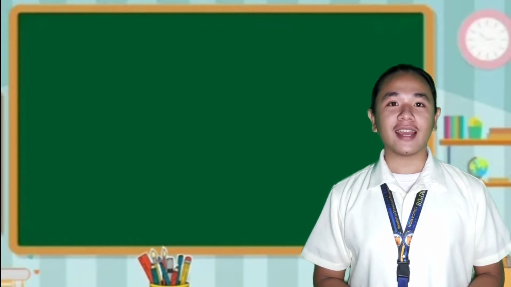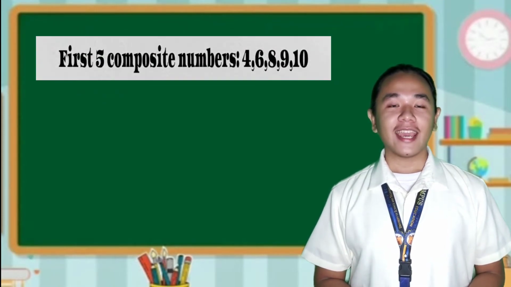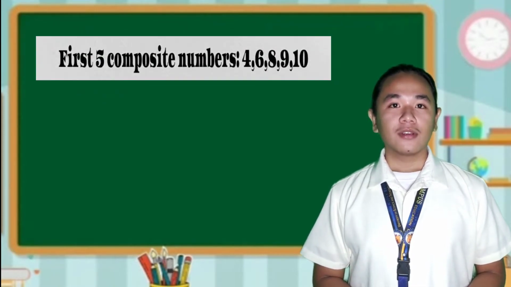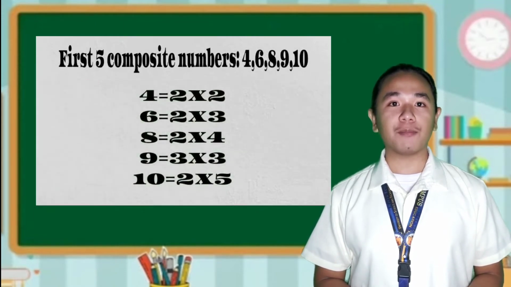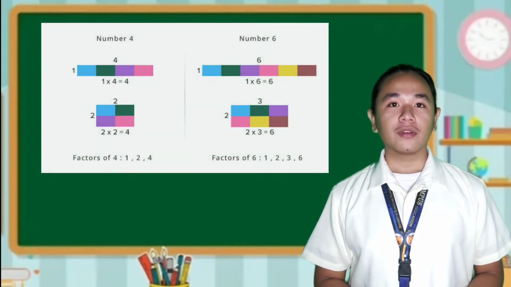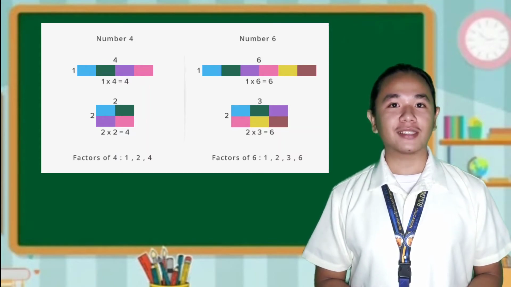So let's proceed to the example of composite number. So let's start with the numbers 4, 6, 8, 9, and 10. So 4, 6, 8, 9, and 10 are the first few composite number that we have. Let's take 4 and 6 in our example. 4 and 6 are called composite number because they are made by combining other numbers.